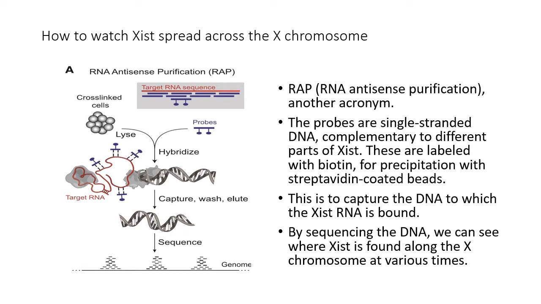Okay, so we need to label our probes so that we can pull them down. And these are going to be labeled with biotin for the purpose of precipitation with streptavidin-coated beads. Right, so the idea is to capture the DNA to which the Xist RNA is bound, and then sequence it to see where Xist is found along the X chromosomes at different times. So this is similar to a ChIP experiment, but with the twist that you're going to be using labeled DNA probes that are going to be pulled down by the streptavidin biotin trick.